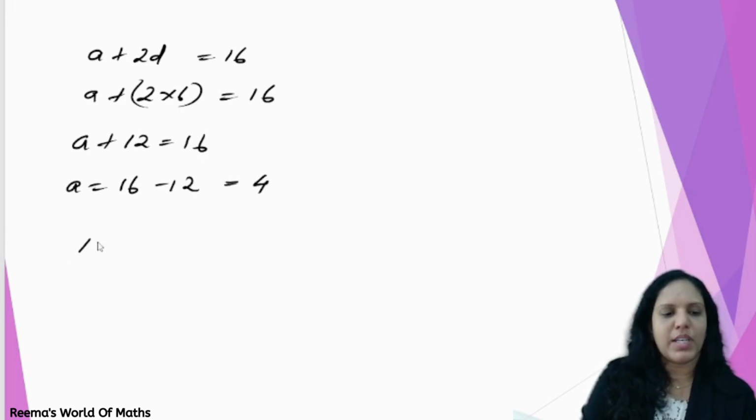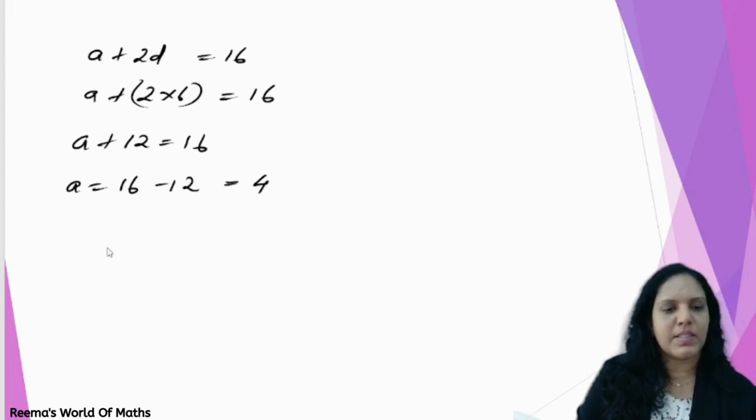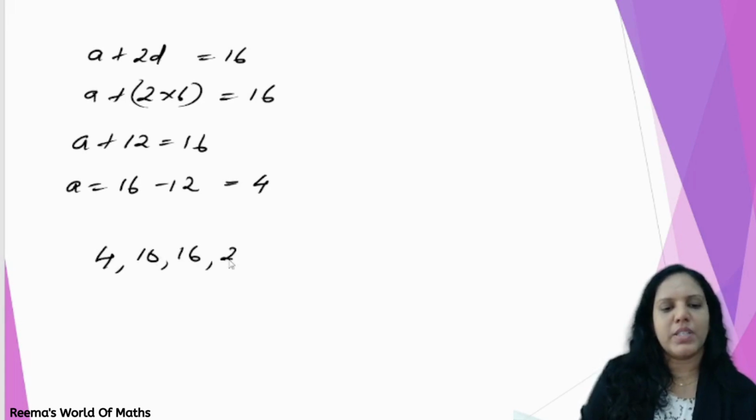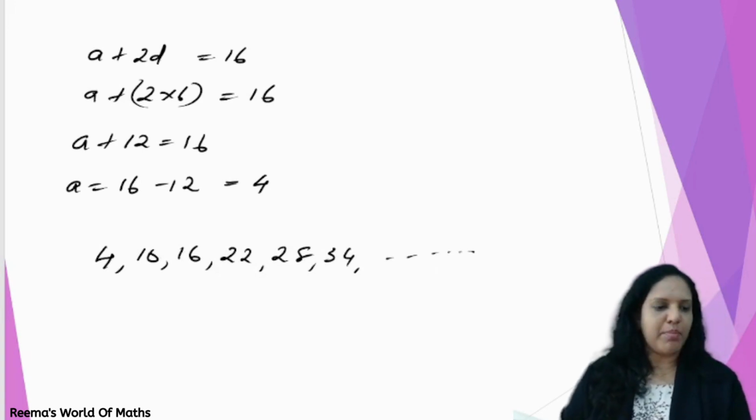Now we can determine the AP. The first term is 4 and the common difference is 6. So 4 is the first term. The second term will be 10. Third term will be 16, 22, 28, 34. So this is the required AP.